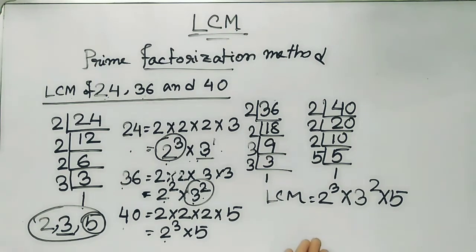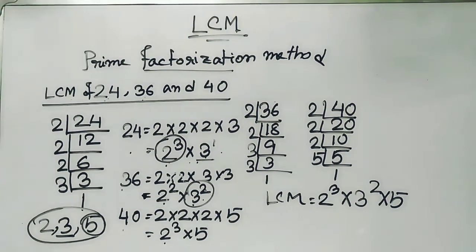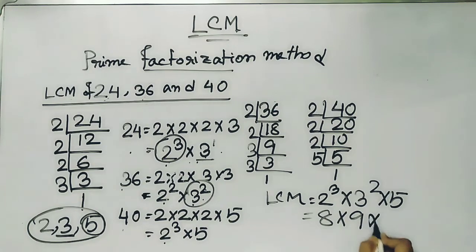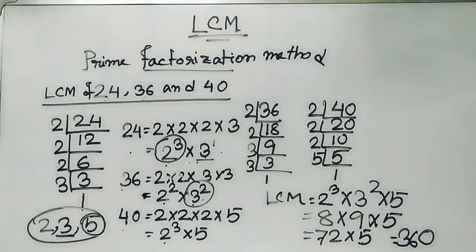Now we will calculate this multiplication and then we will get our LCM. So here 2 cube means 2 into 2 into 2. So 2 into 2 is 4 and 4 into 2 is 8. So 8 into 3 square means 3 into 3. So 3 3s are 9, into 5. Now 8 9s are 72, into 5. And then 5 2s are 10, 5 7s are 35, 35 plus 1 is 36. So the LCM will be 360.